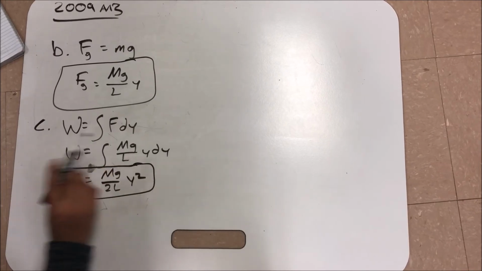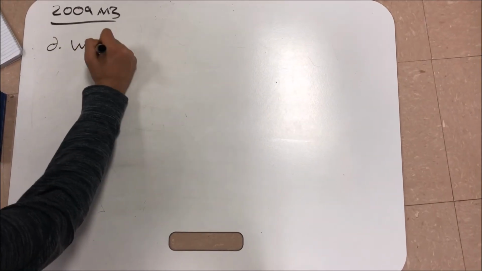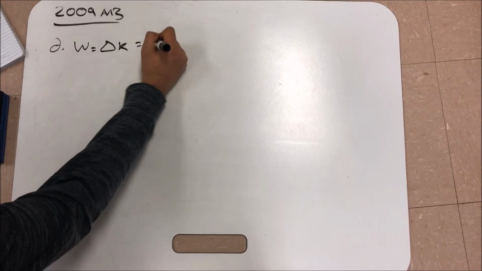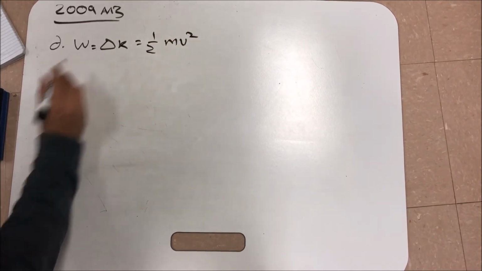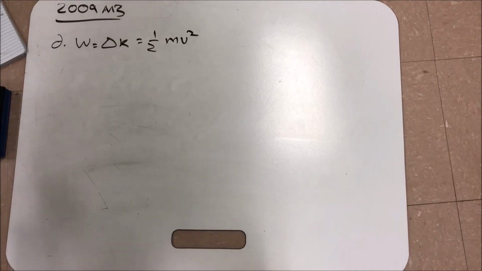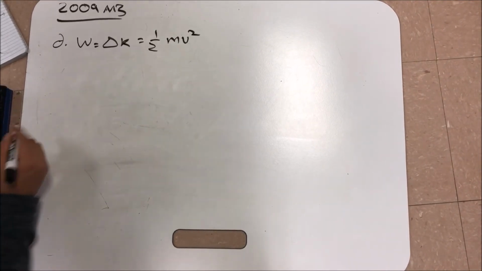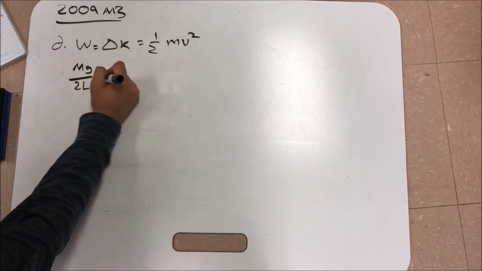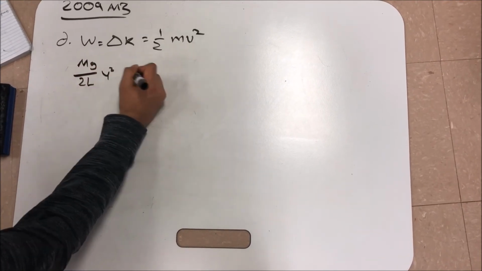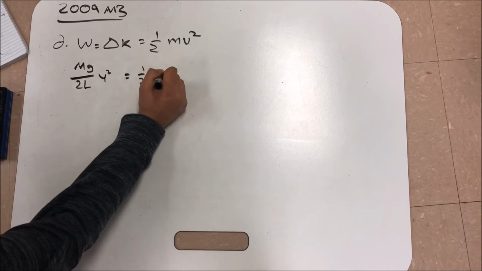For part D of this problem, we're going to derive an expression for the speed of the rope as a function of y, which is the amount of rope hanging off the edge. To do this, we say that the work done on the hanging part of the rope is equal to the change in kinetic energy, and we know that that's equal to 1/2 mv squared.